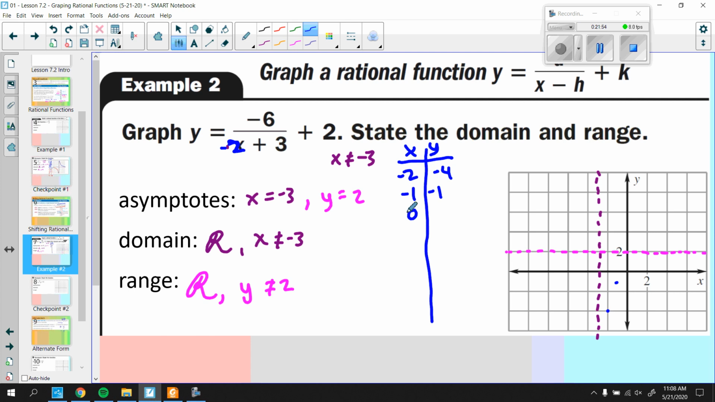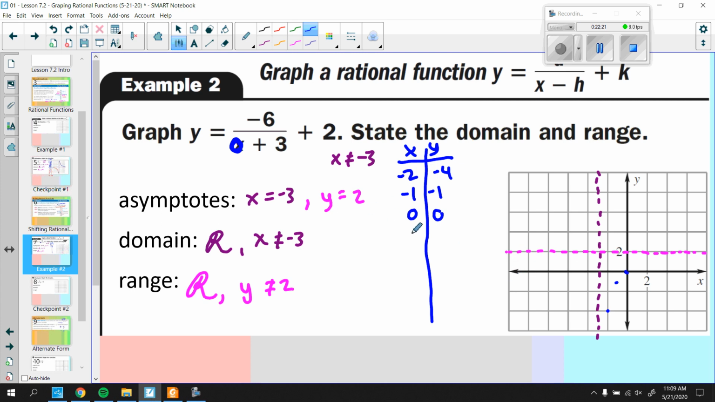Sometimes people get freaked out here. Can you plug in a 0? Is that okay? Sure, a 0 is totally fine to plug in because it's not going to create a 0 in the denominator. 0 + 3 is 3. No problem. -6 divided by 3 is -2. -2 + 2 is 0. Now again, that's just kind of a coincidence. 0, 0 is not on every graph, but that's just the way that one worked out.